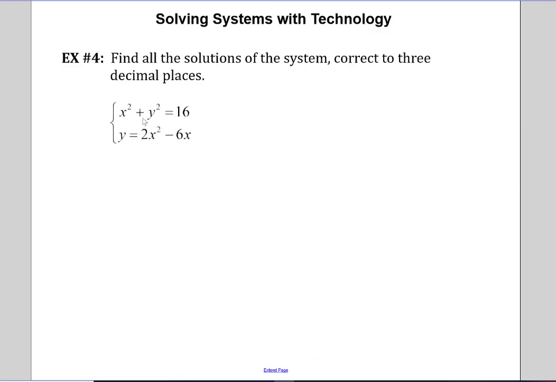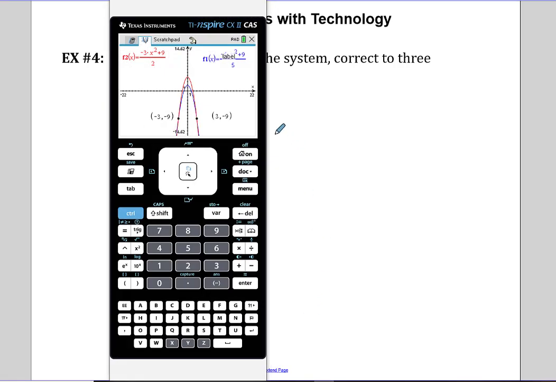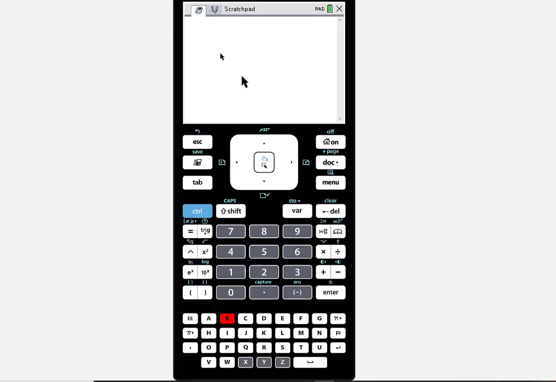Now our last example, so this was really a quick lesson. We want to find all the solutions of the system correct to 3 decimal places. So this looks like we have a circle and a parabola. Again, I'm going to depend on my technology here. So clearing that out, make this a little bit bigger.